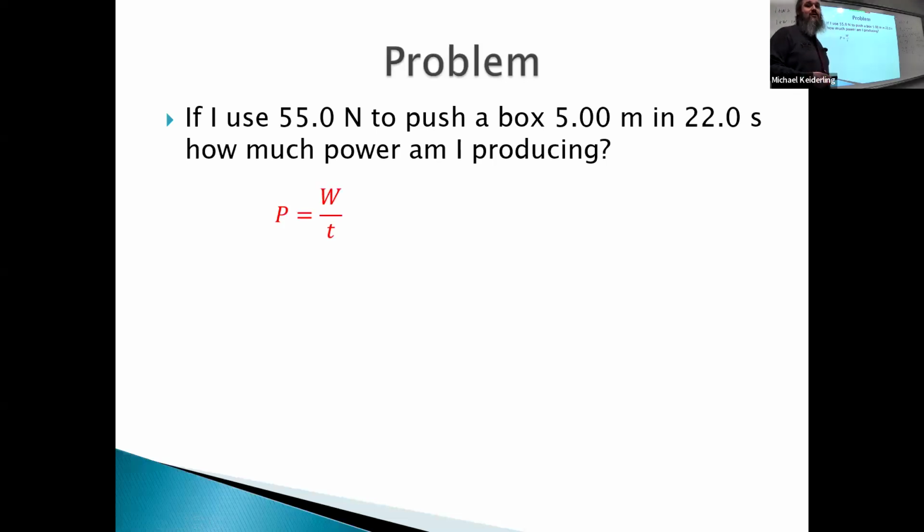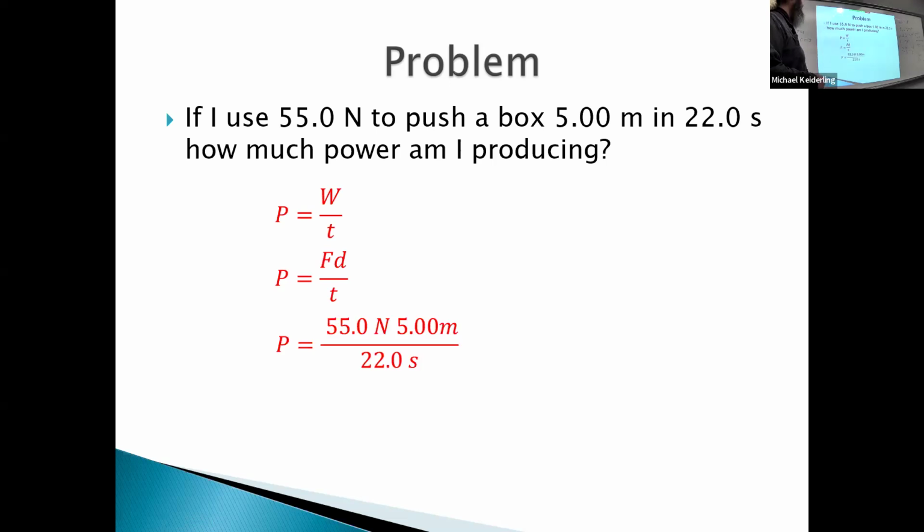So power is work over time, which means power is force times distance over time. And now we can just plug in our numbers. 55 newtons times 5 meters divided by 22 seconds. That gives us 12.5 watts.